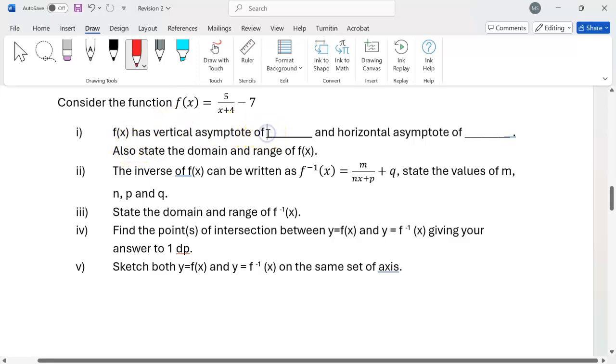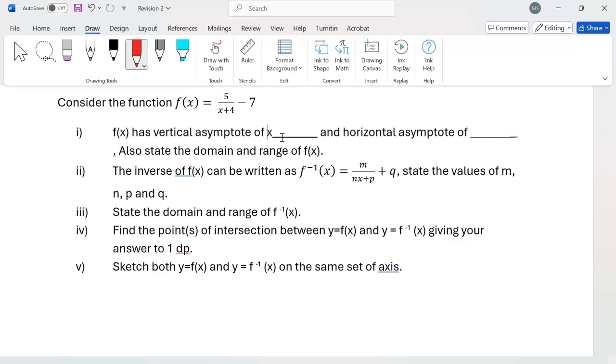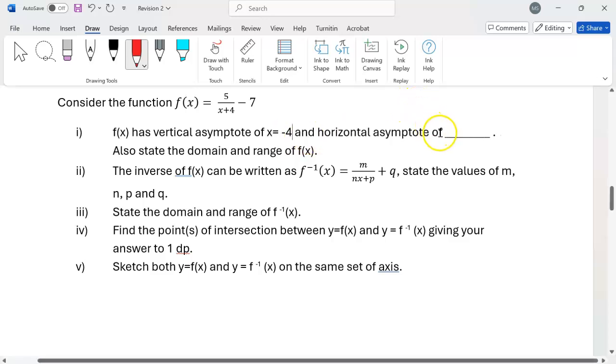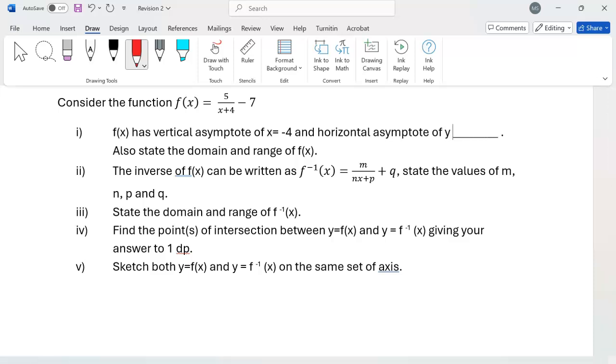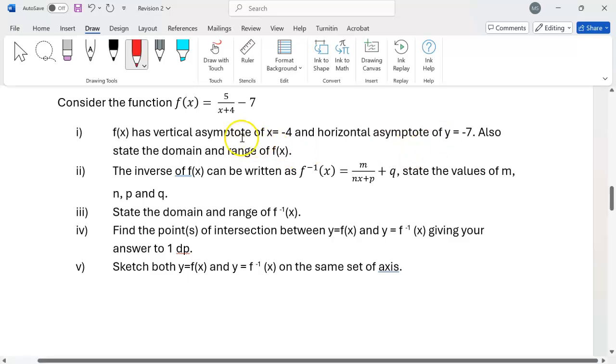For the vertical asymptote, as we all know, you take the denominator and solve it equal to 0. So the denominator is x plus 4. Therefore, your vertical asymptote should be x equals negative 4. Whereas for your horizontal asymptote, you take the quotient, y equals negative 7. Make sure you are stating it correctly.